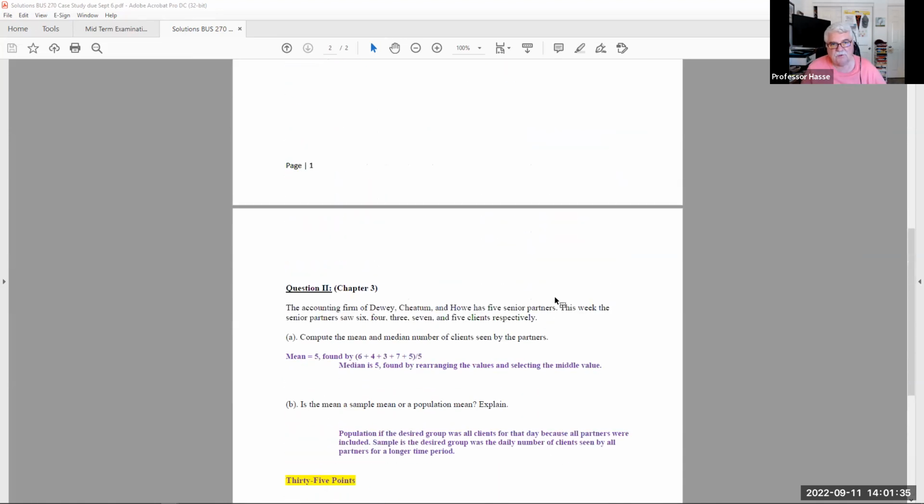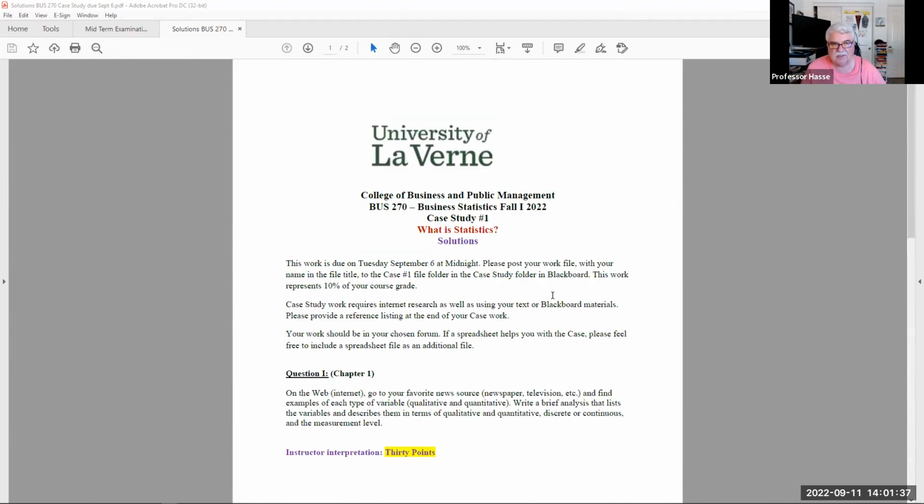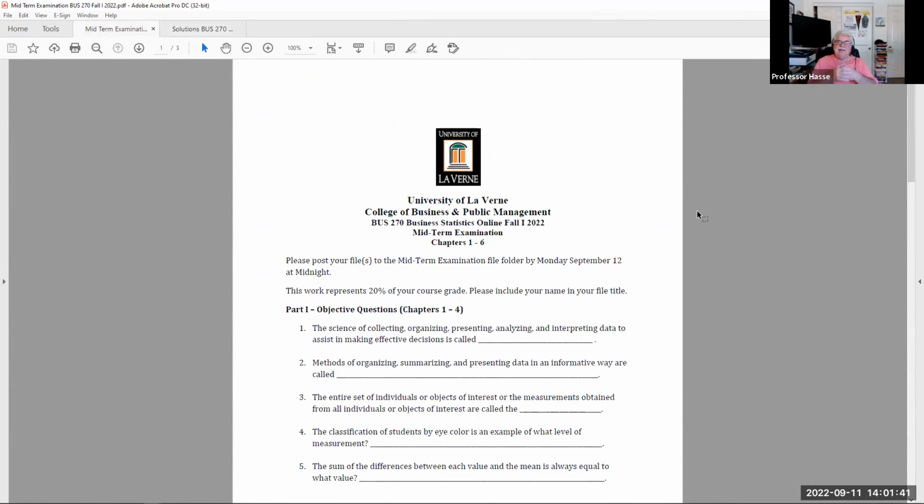So that was the first case, and again, everybody did very well. And here's the midterm, which you're working with now. It's somewhat the same as the case, but going over a little more detail of the definitions of the first few weeks of the class. Remember, this midterm is covering chapters 1 through 5. I say 1 through 6, but I did not ask any questions on chapter 6.